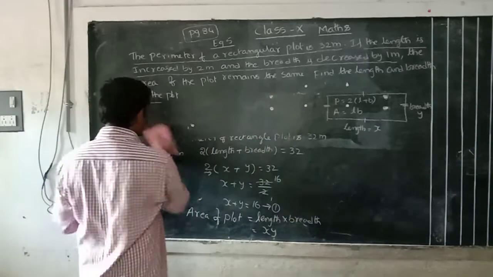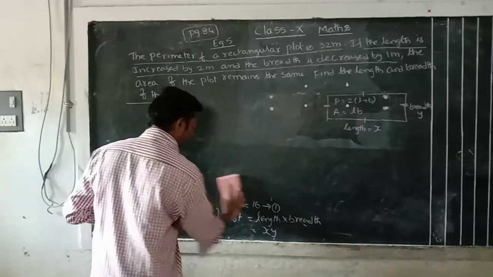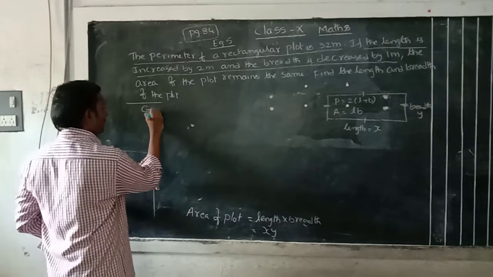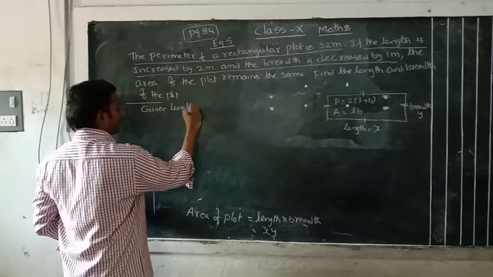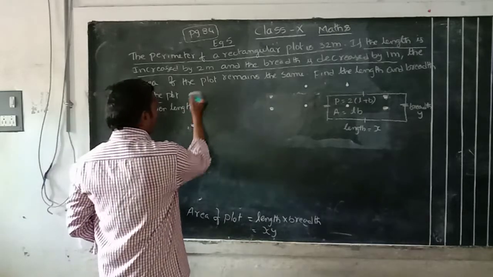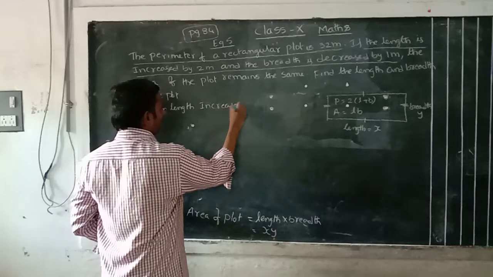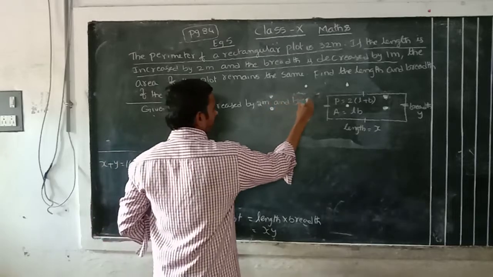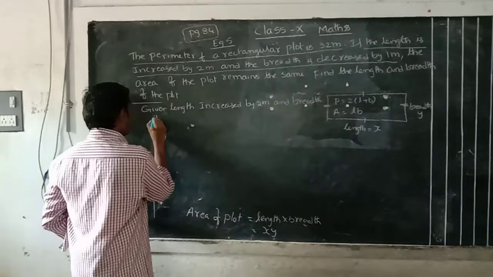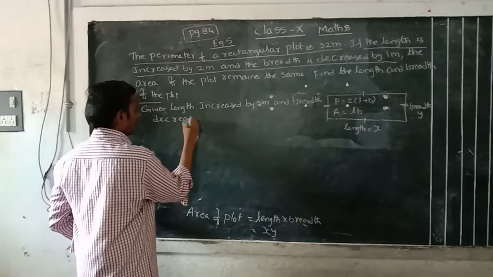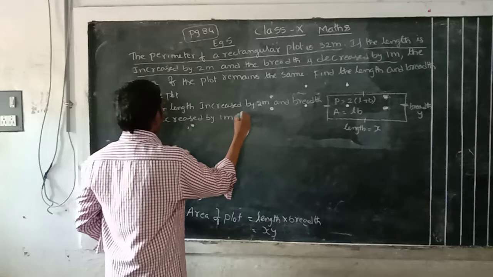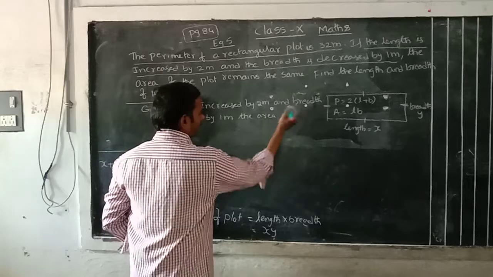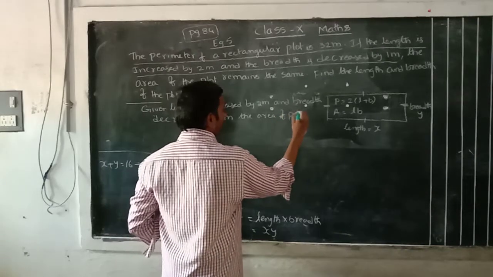Next, what is the sentence here? Given: the length of the rectangle is increased by 2 meters, and the breadth is decreased by 1 meter. The area of the plot is the same.